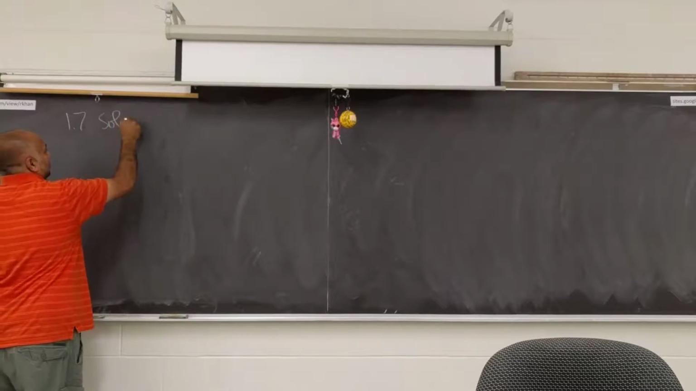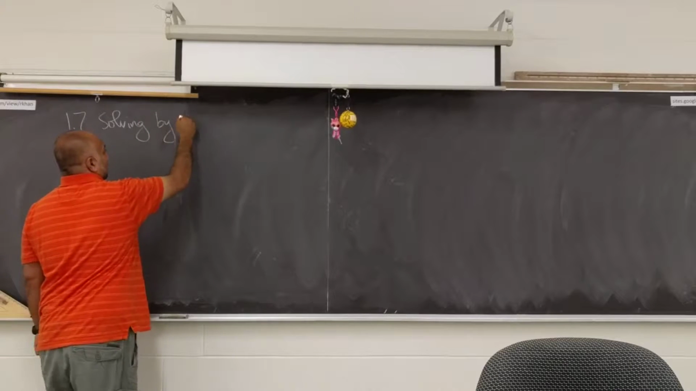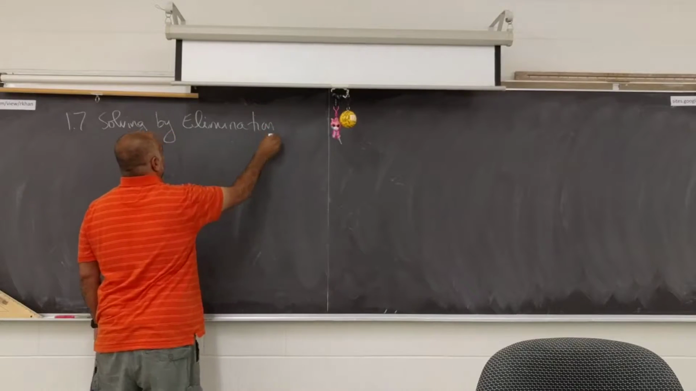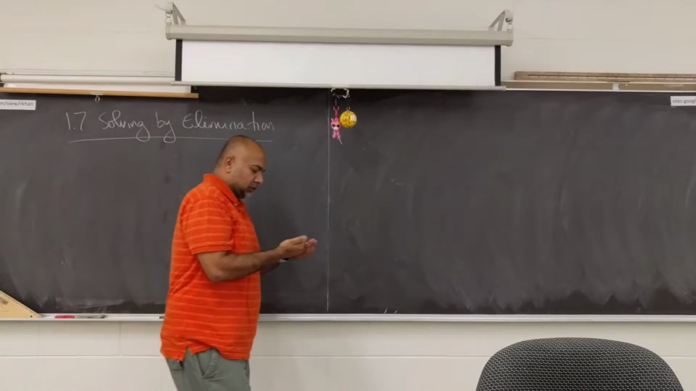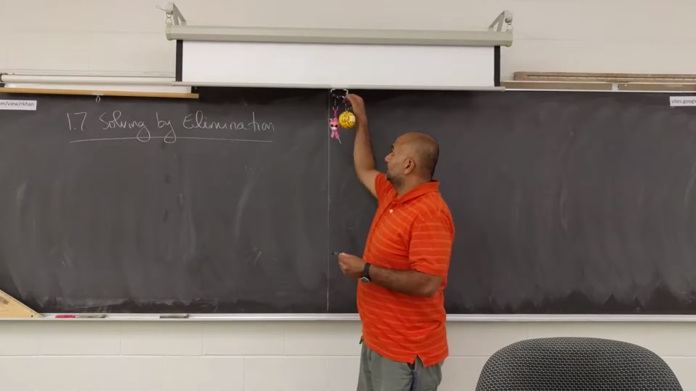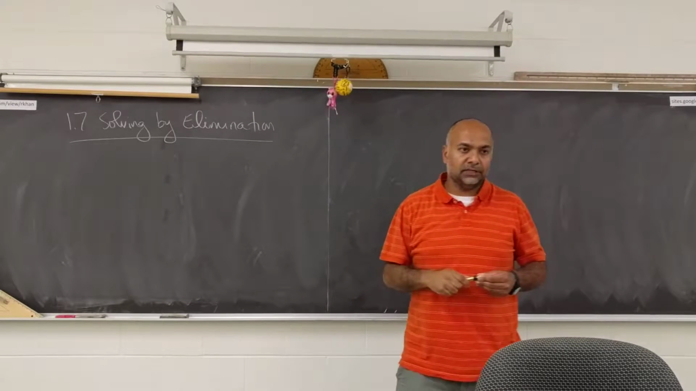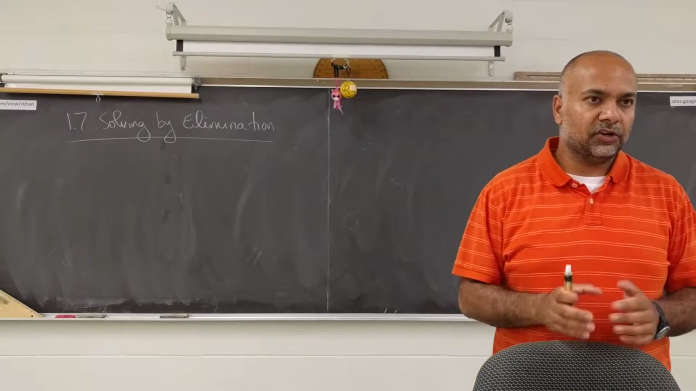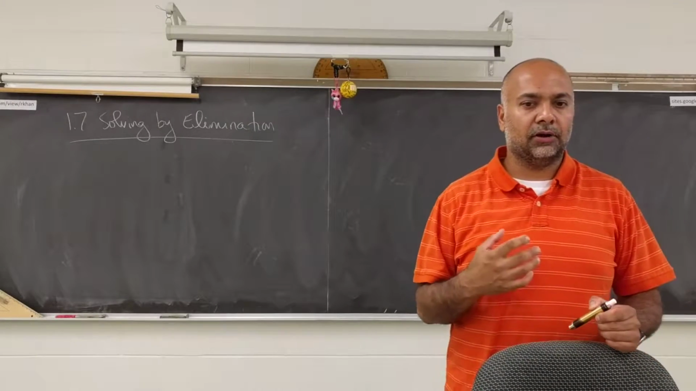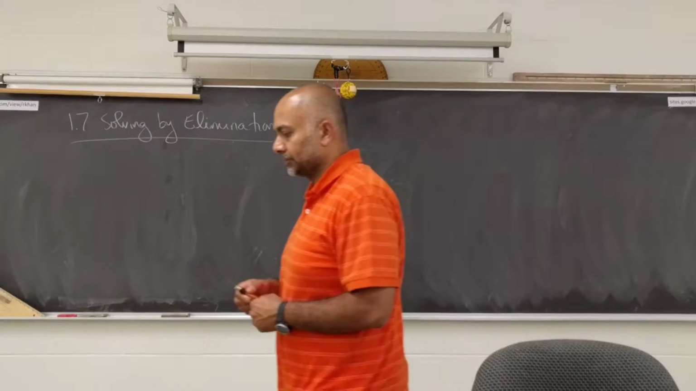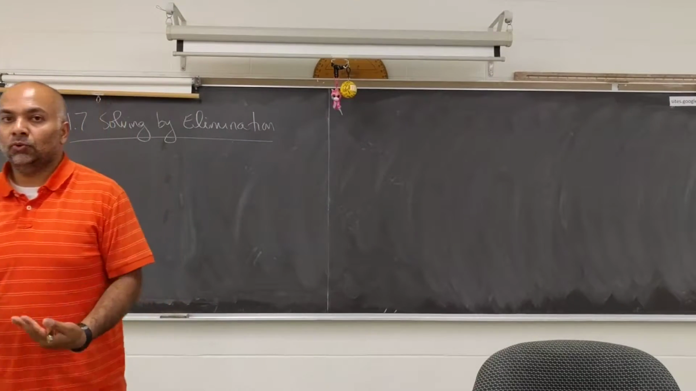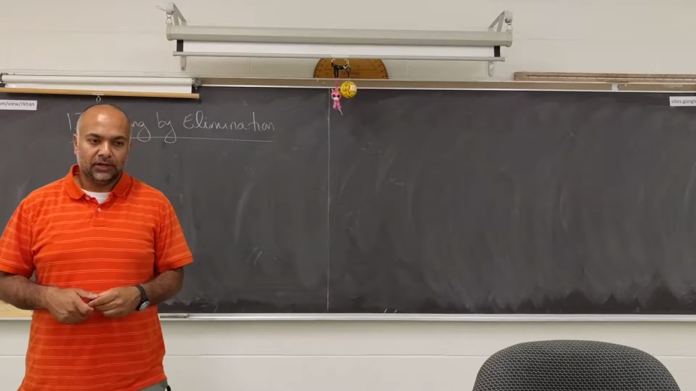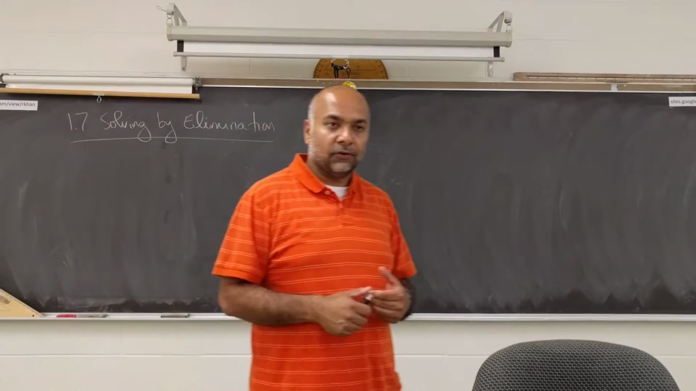1.7, solving by elimination. So we've had a couple of quizzes, we've done the first 6 lessons, and at this point we've been doing the same old over and over. We're going to shift a little in how we finish off the rest of the chapter and what we're going to focus on. We're still working with a system of equations, so that means we're still working with 2 rules at the same time. The difference is we're going to look at a different way of solving.